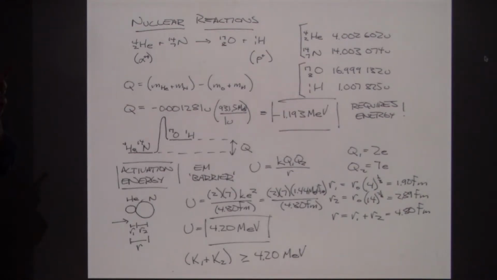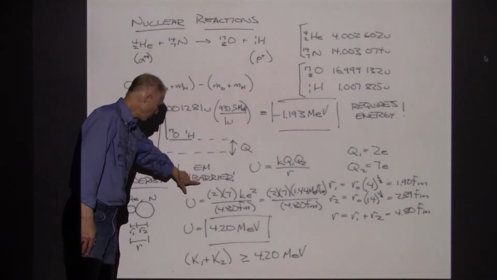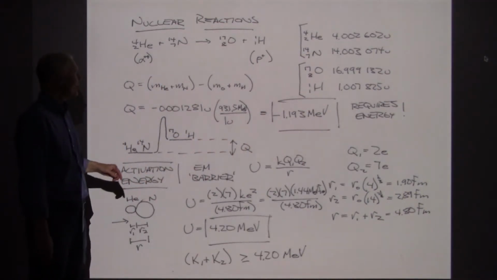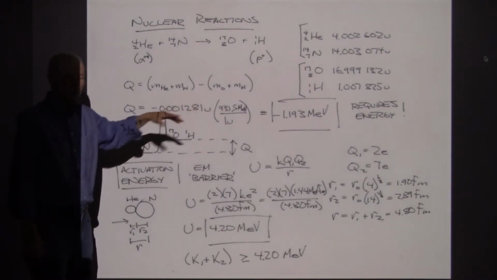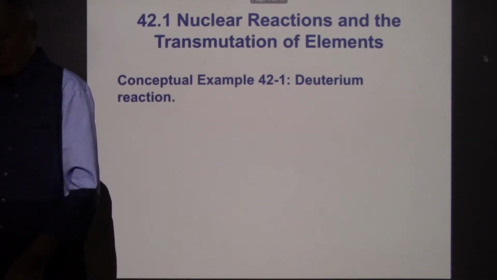So again, there are two items to keep track of. The electric repulsion, so we've got to calculate the potential energy, and then the other item is, do we have to have kinetic energy to create heavier particles?